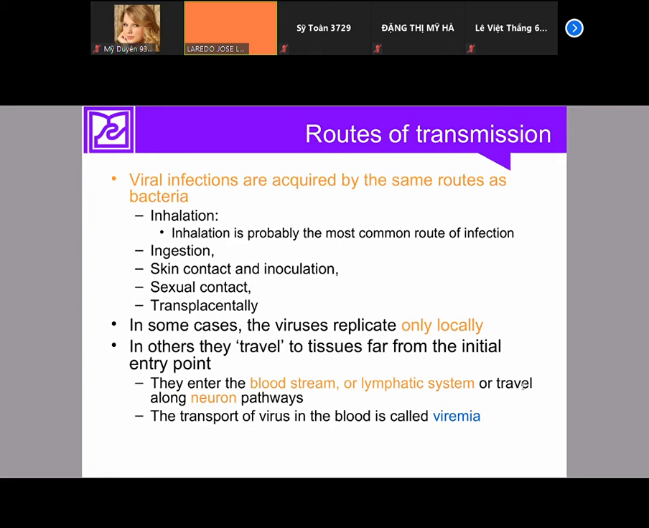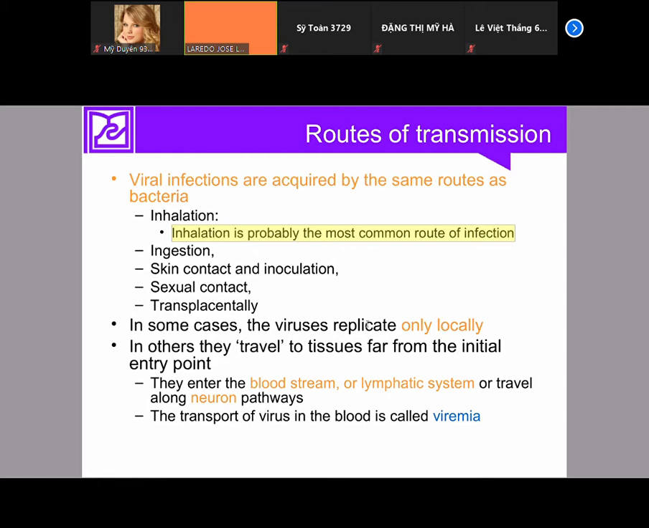How are viruses transmitted? Viruses are transmitted by the same routes, by the same mechanisms as bacteria. Inhalation, ingestion, contact, sexual contact, or transplacentally, the same. For viruses, inhalation is possibly the most common route of transmission.